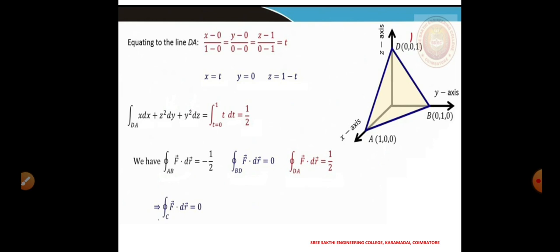So we have computed all three integrals. Along AB the value was minus 1 by 2, along BD it was 0, and along DA it is 1 by 2. If we add all three to get the complete curve integral, the value comes out as 0.